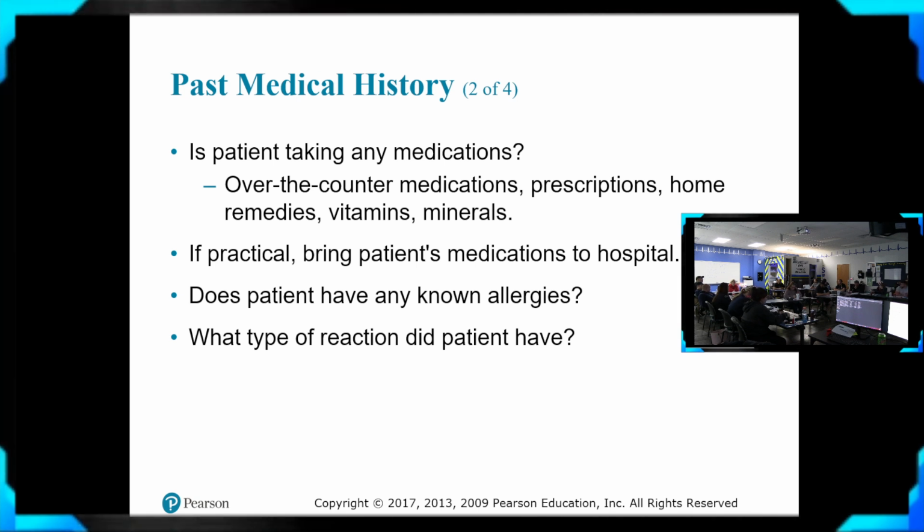That's a big thing, and a lot of those things will interact with certain medications. So getting that over-the-counter medication is just as important in figuring out what their prescription medications are.